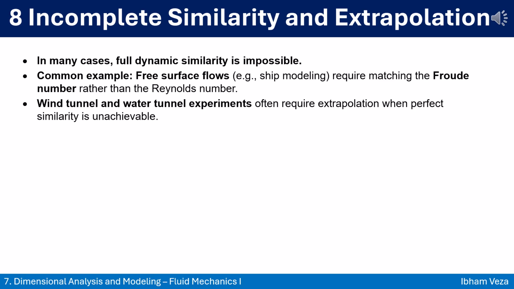8. Don't worry about perfection. Understand incomplete similarity. Full dynamic similarity isn't always possible, especially in real-world experiments. That's completely normal in engineering practice. For example, free surface flows, like ship models, focus on matching the Froude number instead of the Reynolds number because gravity effects dominate. In wind tunnel or water tunnel experiments, you often have to extrapolate results when matching every dimensionless group is impossible.